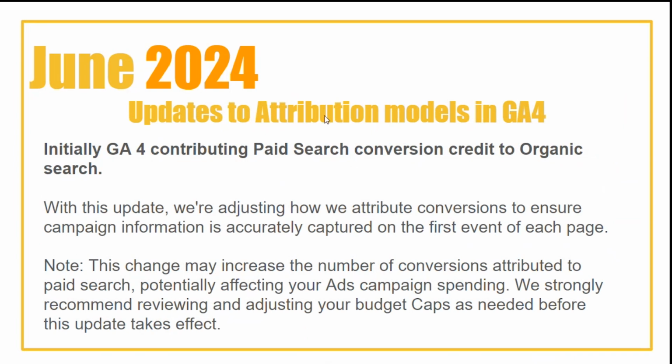Another update is to the attribution model in GA4. Initially, the GA4 attribution model was contributing the paid search conversion credit to organic search. Now they are updating it, and hopefully all the conversion credit associated with paid search is going to get attributed there. As a high level note, due to this update, you might see an increase in the number of conversions attributed to paid search. So it is essential that you review your budget caps before this update takes place.